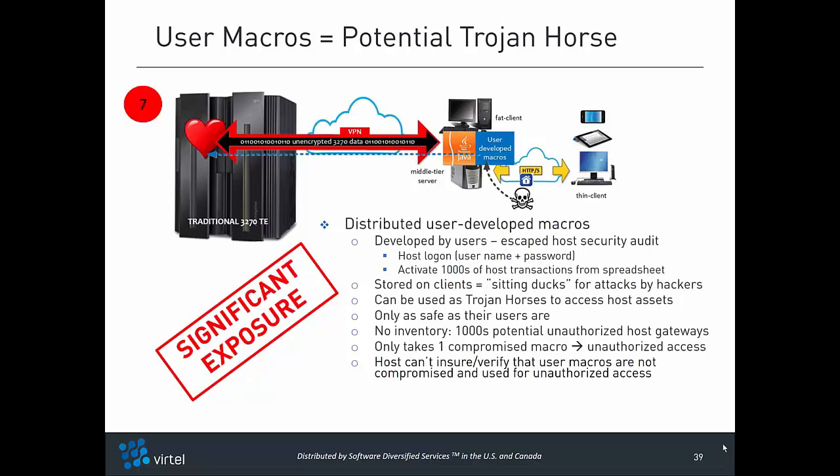And finally, the seventh security exposure of traditional terminal emulators is their support of distributed and unaudited user-developed macros. In most organizations, terminal emulation users have been able to develop along the years any macro they wanted without ever undergoing any security audit. Most of the time, there is no reliable inventory of those user-developed macros. The macros stored on client devices are therefore sitting ducks for attacks by web hackers. They can be used as Trojan horses to gain unauthorized access to host assets.